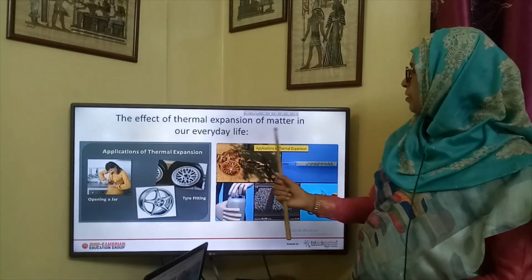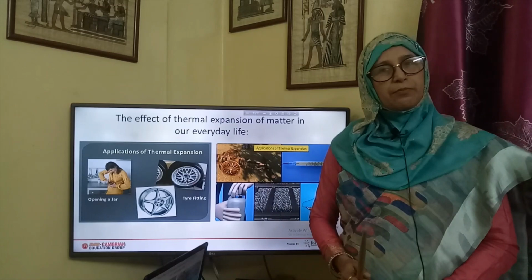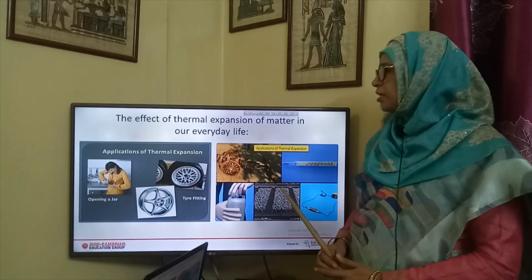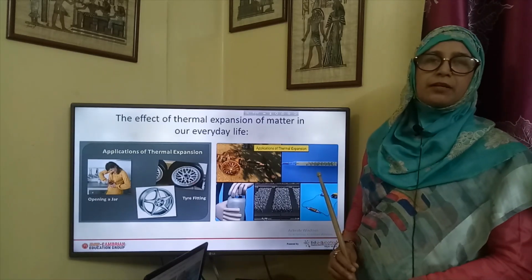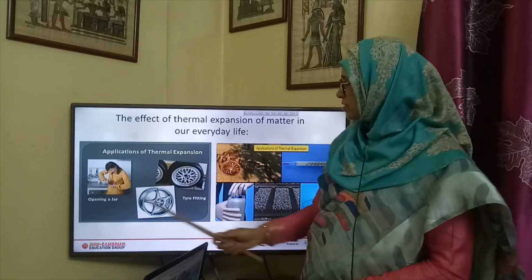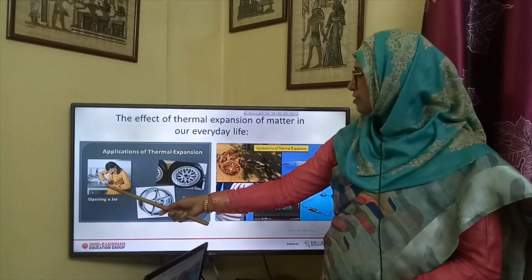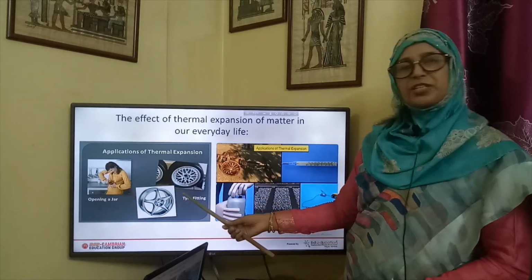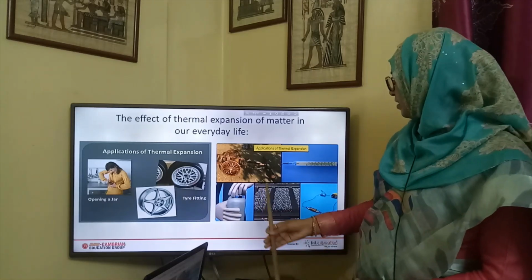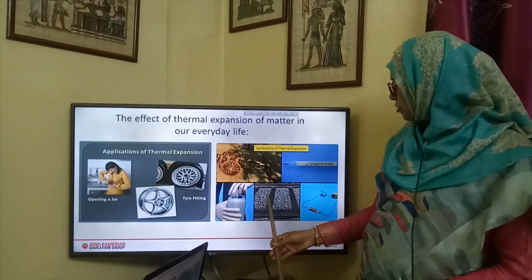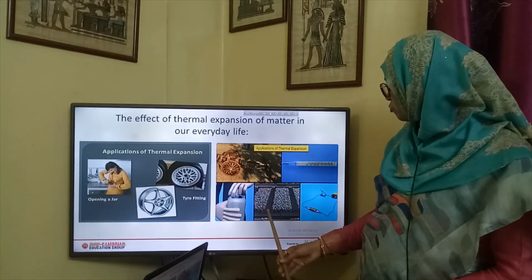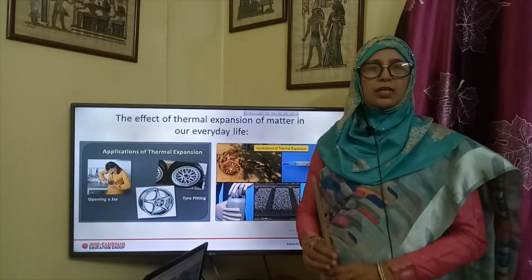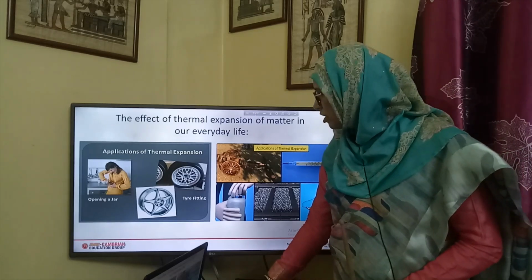Now, the effect of thermal expansion of matter in our everyday life. In our everyday life we can see many examples of this expansion of solids. See, here opening a jar, the tire being fitted to a car, the space taken between two railway lines, and a mercury thermometer. All these equipments are used in our everyday life.